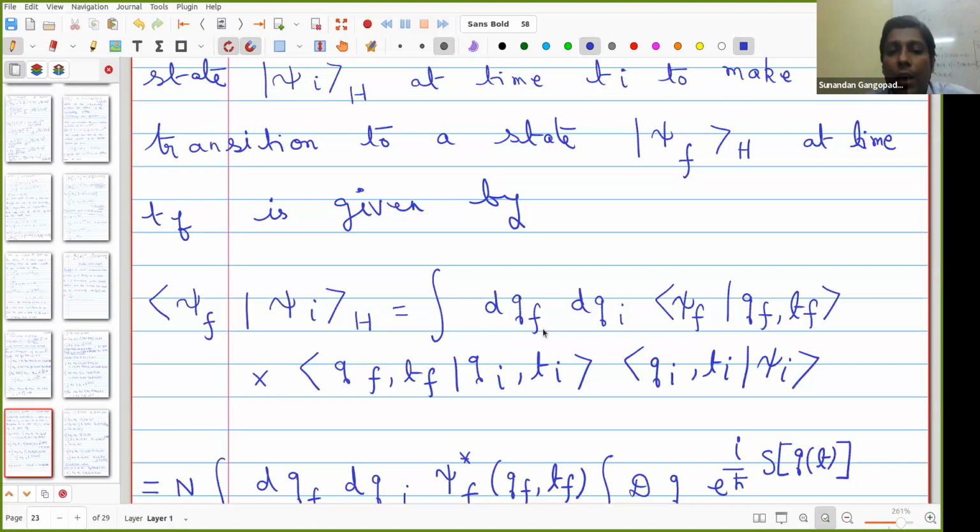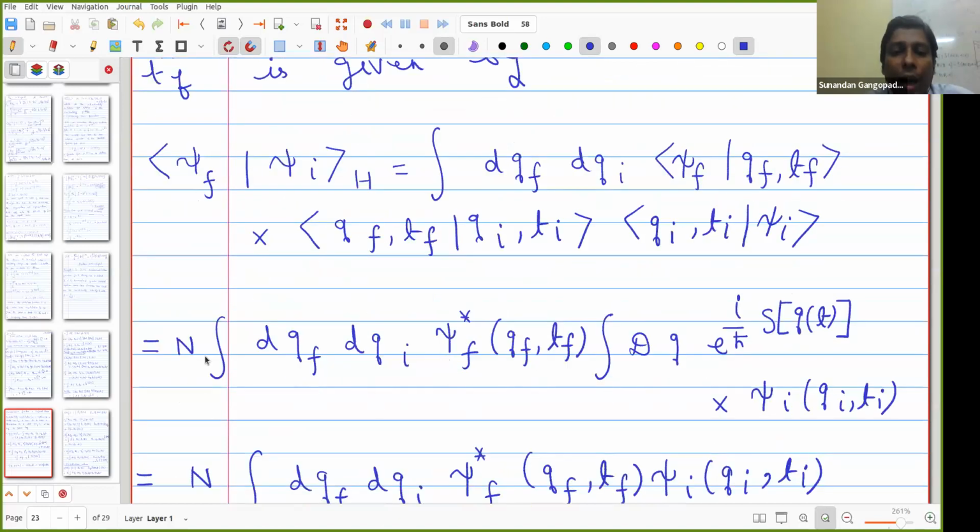You can write it down as integral dqf dqi bra psi f ket qf tf, and then this overlap and then this overlap. And now you can see that qi ti, once again, in this overlap of psi i with psi f, this overlap is made up of this overlap.